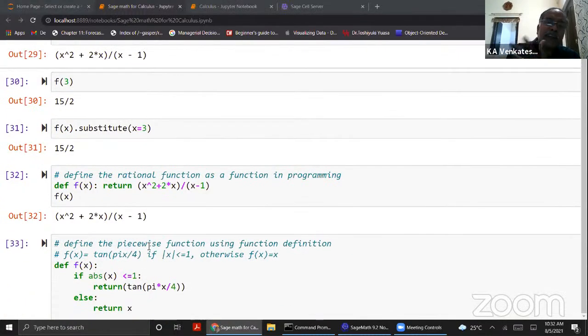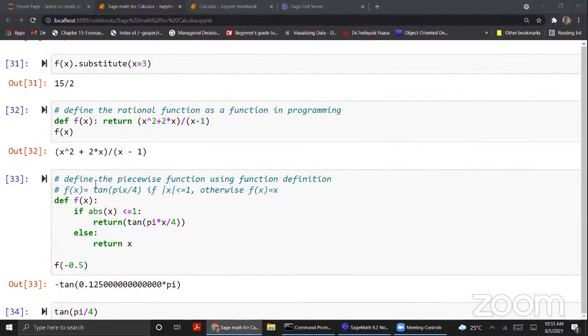So many ways one can define a function because of the syntax availability. This is useful in certain places, especially for piecewise functions. If I don't want to use the piecewise syntax, then I can use this kind of thing: return this if x is less than 1, otherwise return something else. So that is a place you can think of, where this kind of thing can be utilized.